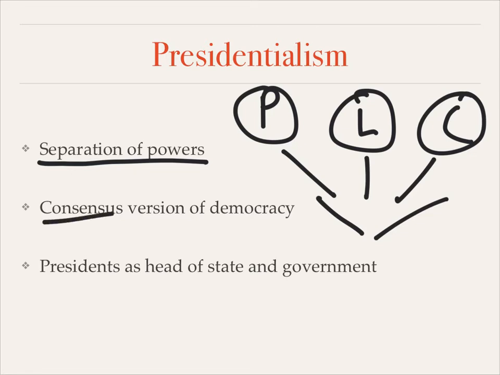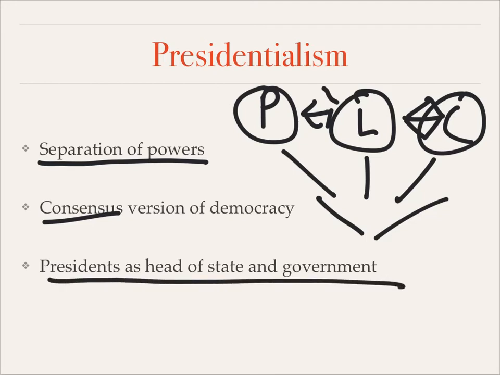We call this a consensus version of democracy, in large part because all of these different groups have to at some point agree. In this case, presidents are the head of the state and government, but they are separated, as we already noted, from the legislature. So the legislature sits here, and the head of government sits over here as the president.